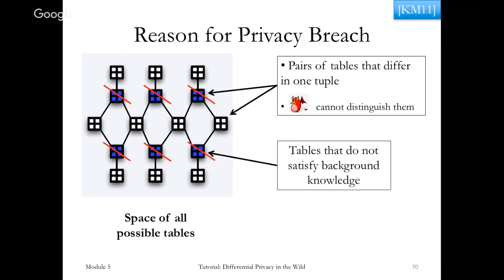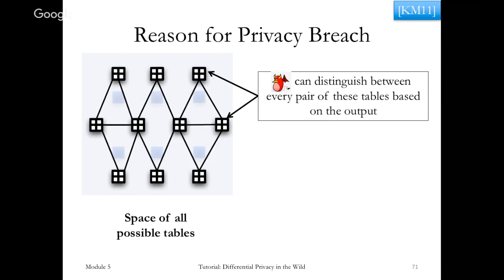But then when you have correlations or certain kinds of background knowledge, some of those tables become either very improbable or completely not possible, right? And so then differential privacy seems to be giving a vacuous guarantee there, right? But the adversary now, if you look at this new space, if you construct these neighboring tables, the adversary can actually distinguish between these pairs of tables, and that's the reason for the privacy breach. Okay, so this is not a problem with differential privacy alone.